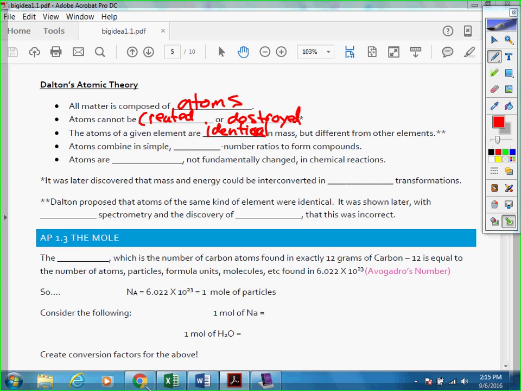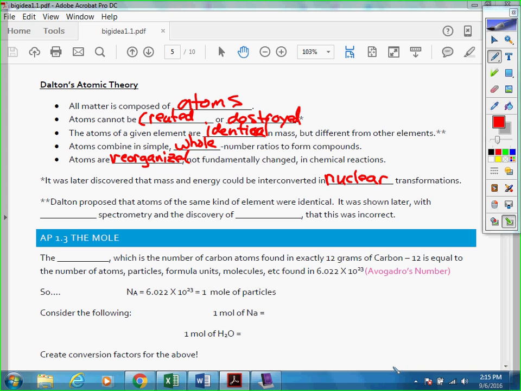And then we have whole number ratios. We don't have like carbon 2.5 and hydrogen 7.3. And atoms are reorganized, not fundamentally changed, in chemical reactions. It was later discovered that mass and energy could be interconverted in nuclear transformations, i.e. the sun makes new elements, hydrogen and helium, all the time.